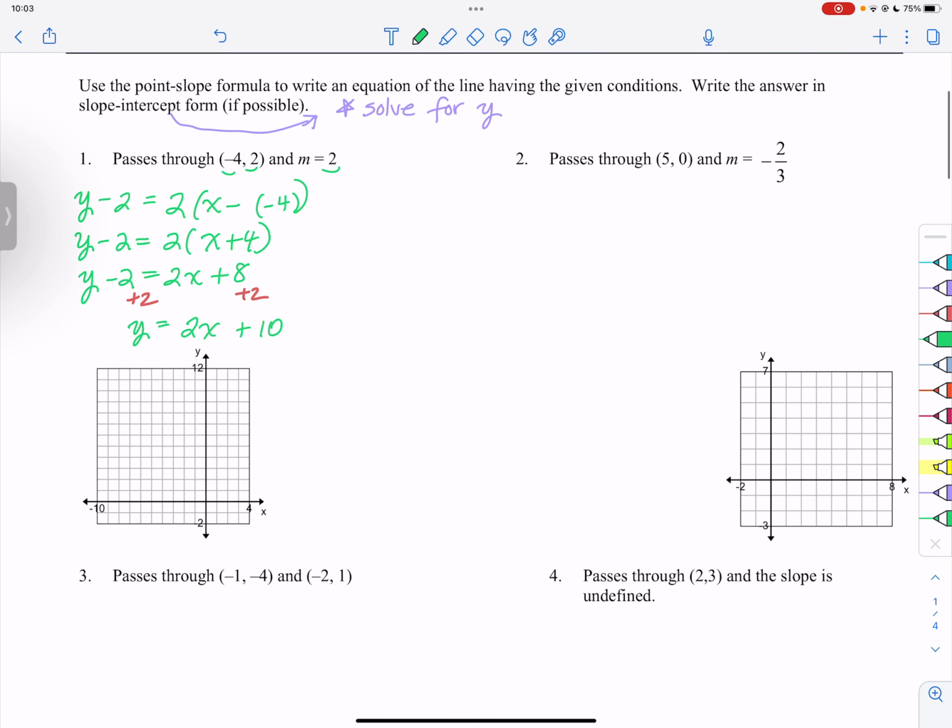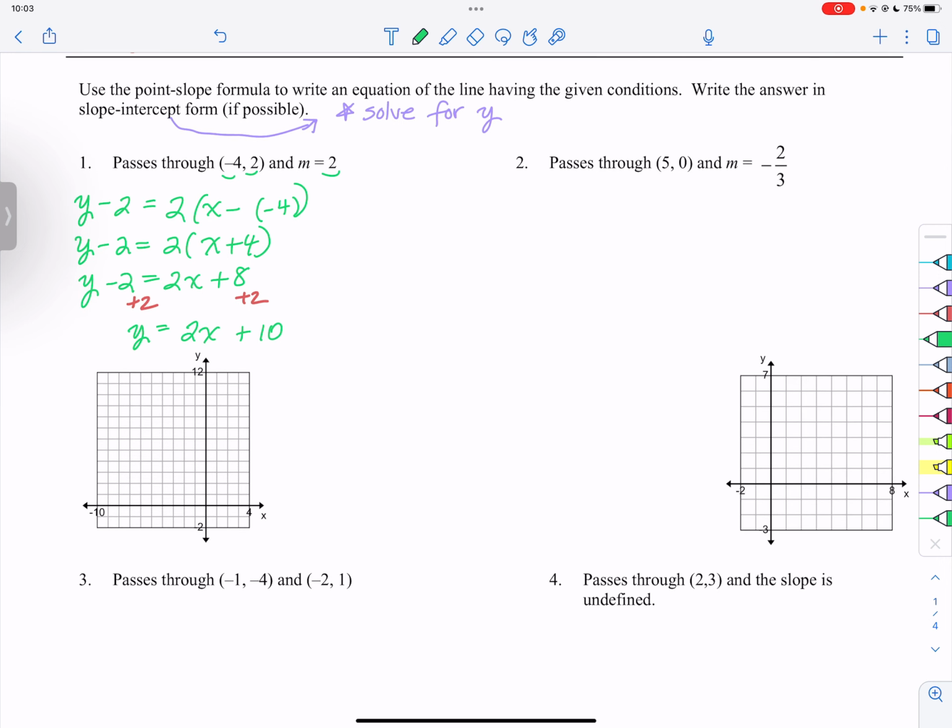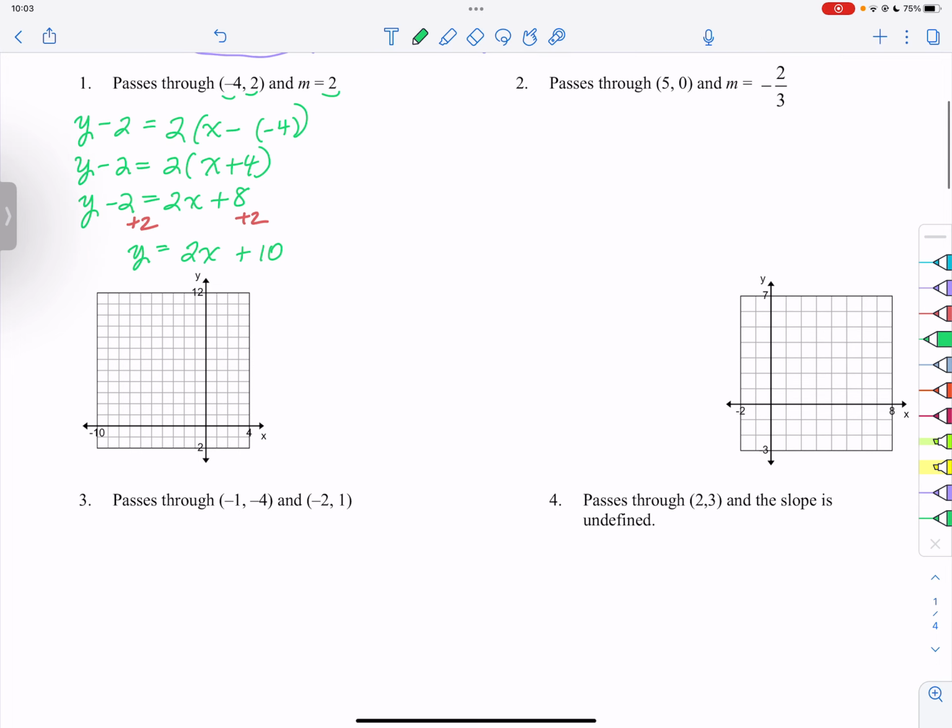Okay, and now we will go ahead and graph that. If you remember from the previous lesson, the y-intercept is 10 and the slope is 2, and we'll write it as 2 over 1. So we'll put that y-intercept of 10, and we will go up 2 over 1. You can also go down 2 to the left 1. That makes it pretty nice.